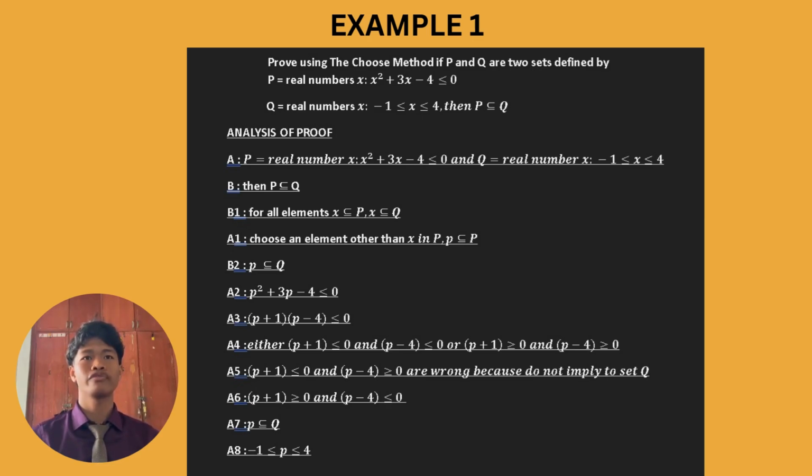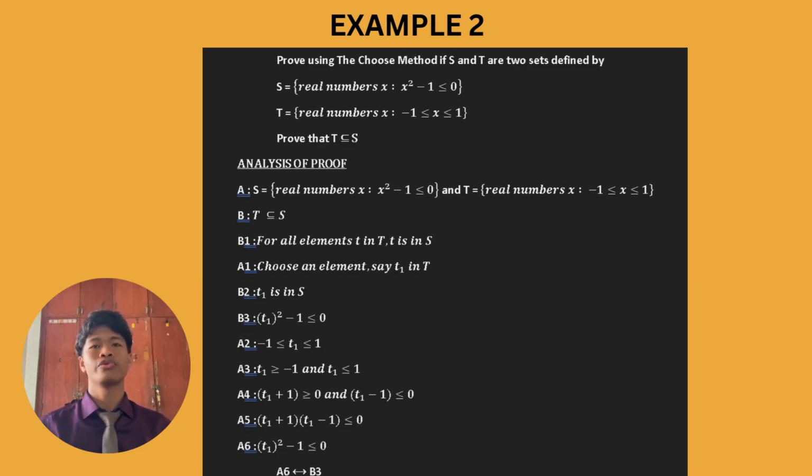For A4, we have two possibilities and one of them is wrong. For A5, we show the wrong one. So for A6, we choose the right equation, that is p plus 1 greater or equal to 0 and p minus 4 less or equal to 0. For A7, p subset to Q, then the answer will be negative 1 less or equal to p less or equal to 4.